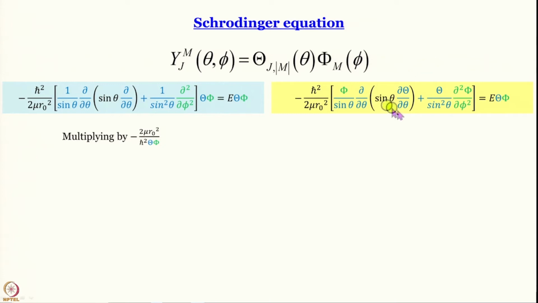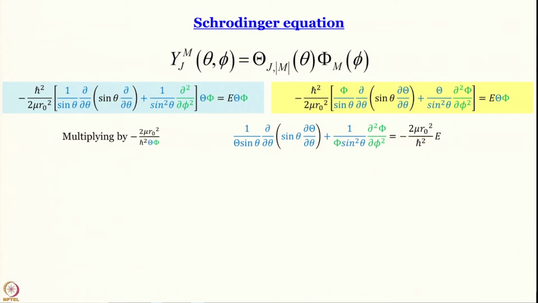In the second term we are going to have, well this capital theta will go, 1 by capital phi sin square theta d2 capital phi d phi 2. So, sin square theta will be there, but in the next step we will get rid of it. So, this is what we get: 1 by capital theta sin theta del theta sin theta del theta. Remember this del is not even required, d is fine, plus 1 by capital phi sin square theta d2 capital phi d phi 2 equal to 2 mu r0 square by h cross E.